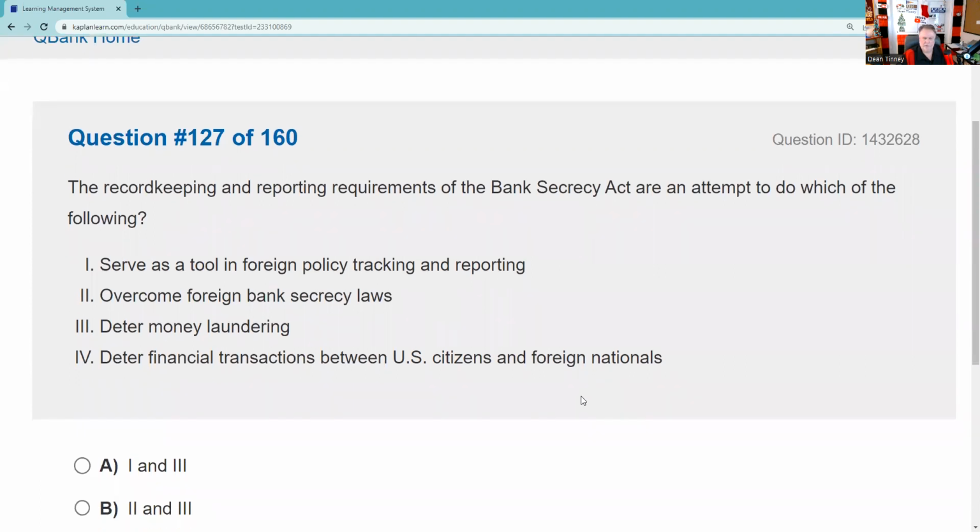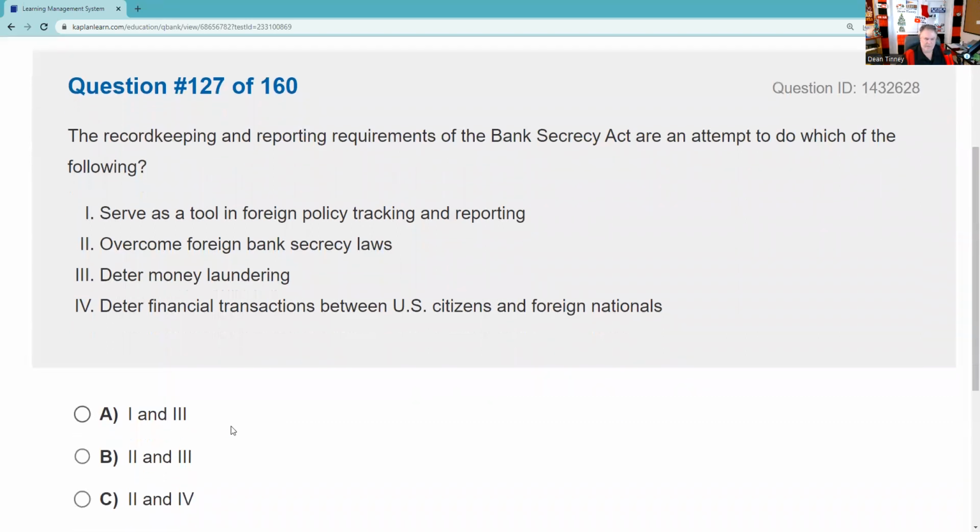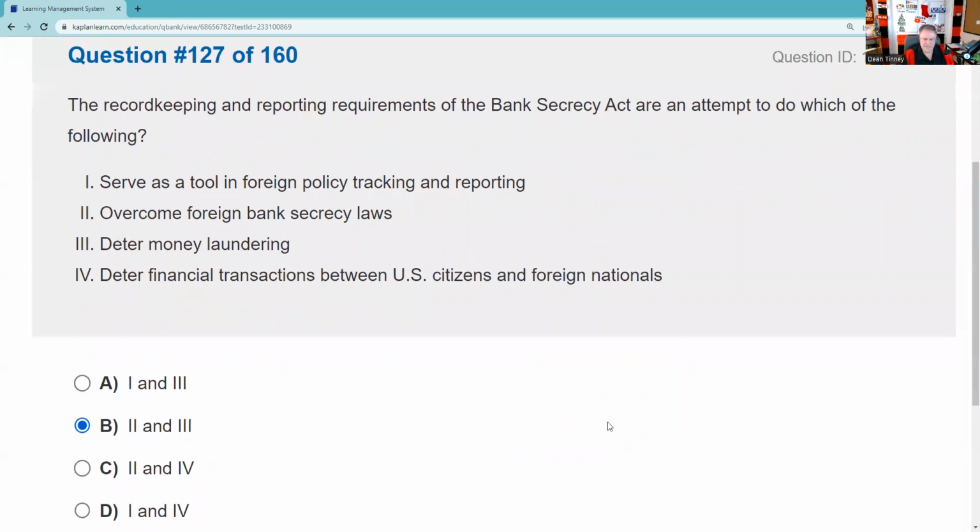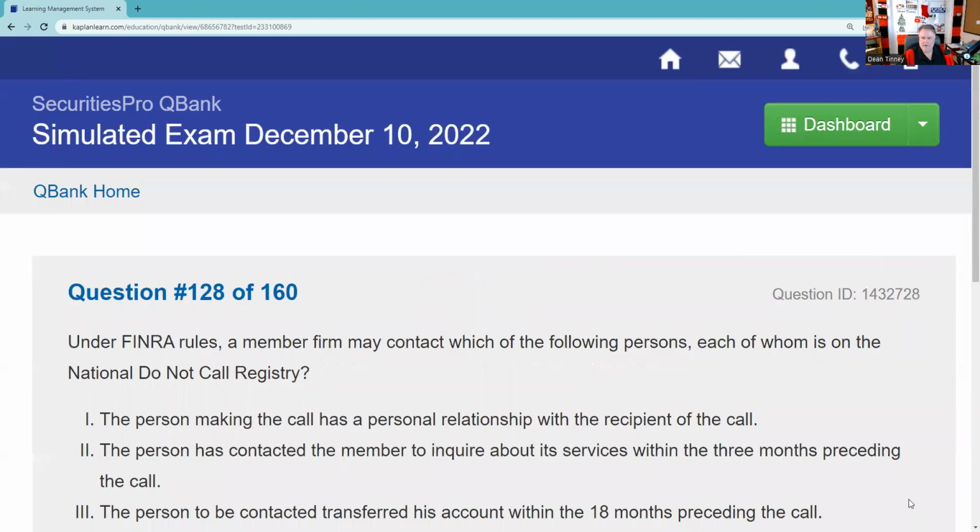Serve as a tool in foreign policy tracking and reporting? No. Overcome foreign bank secrecy laws? Yes. Deter money laundering? Yes. So 2 and 3. The financial thing is a different thing. That's about OFAC, so it's 2 and 3. 128.